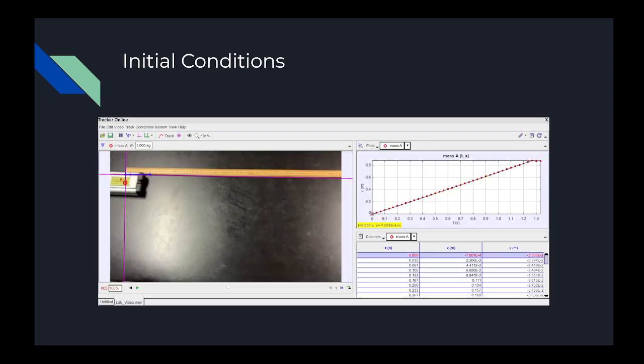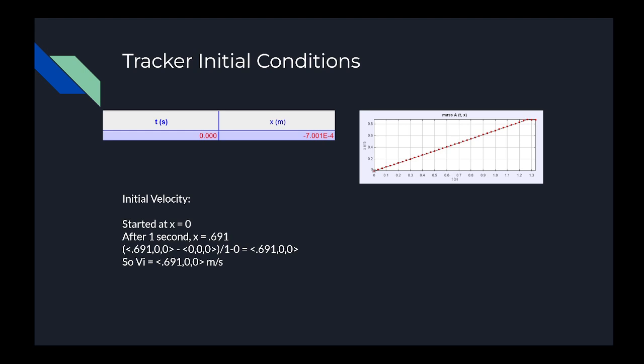These are the initial conditions at 0 seconds. Our x and y coordinates were extremely close to 0. And we also calculated the initial velocity based off of values from the graph. We found it to be 0.691 meters per second in the x direction.